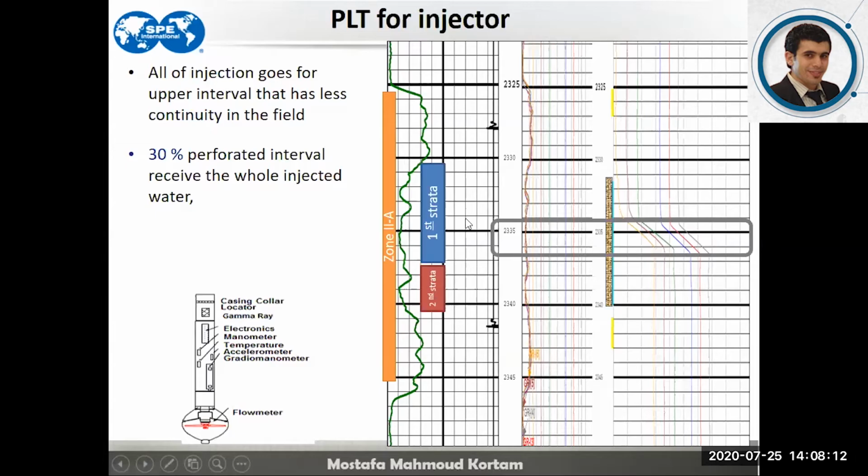This is the first layer, and that is the second layer. Even within the first layer, it is not uniformly flooded, but just the bottom part of the first layer or the upper layer, while the lower layer is kept unswept with no effective injection. So this is a sign of poor vertical sweep efficiency, but this is the case in the injector well.